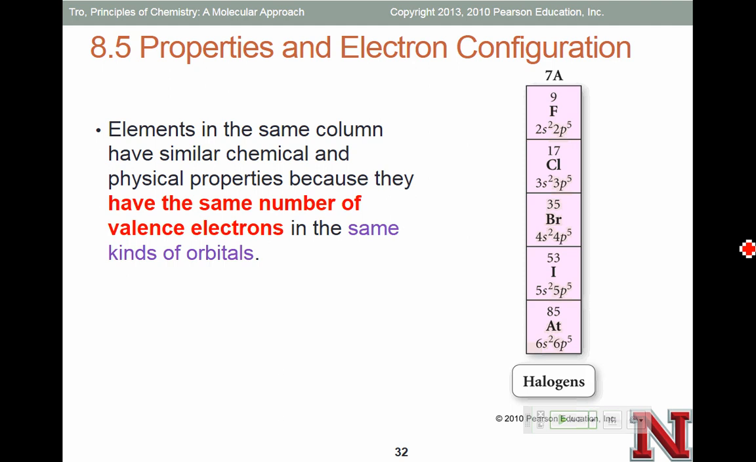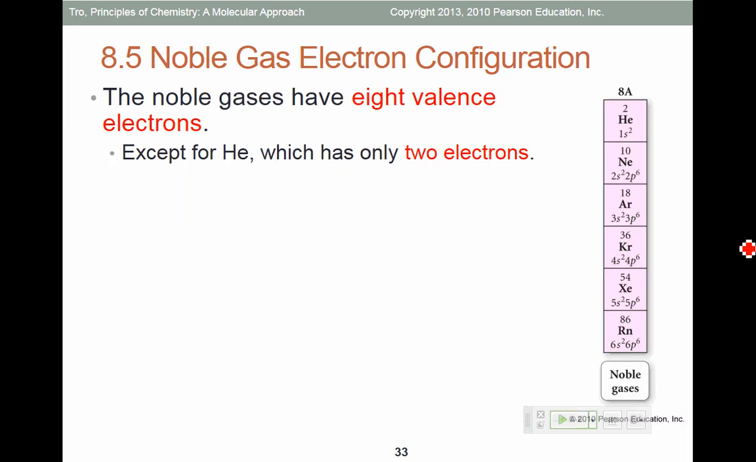The d's are not shown. But we know that it's 3d10, 4d10, 5d10, so keep that in mind with these. I'm not showing those. Also, with AT, we also have some f's in there. Those aren't being shown because they're not valence. So the valence, though, looks the same for all of these, and they have very similar properties. They're not exactly the same reactivity, but they bond the same, they form the same type of anion, these form anions. So we see the same trends in bonding, though they might not be exactly the same.